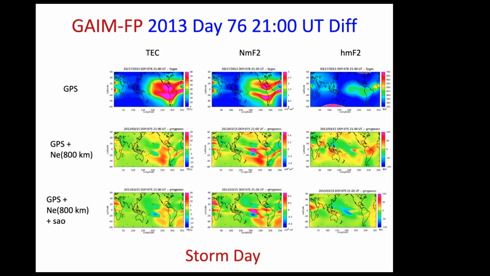This slide provides a more quantitative view of the effect of the different data types on the reconstruction. The format of the slide is similar to the previous slide. In fact, the top row is identical to the previous slide. The top row shows vertical TEC, NmF2, and hmF2. This row corresponds to the GAIM full physics reconstruction with GPS TEC data only. The middle row shows the change due to adding occultation data. The bottom row shows the change due to adding occultation and Digisonde data. Note that additional data affects the reconstruction at places away from the data locations.